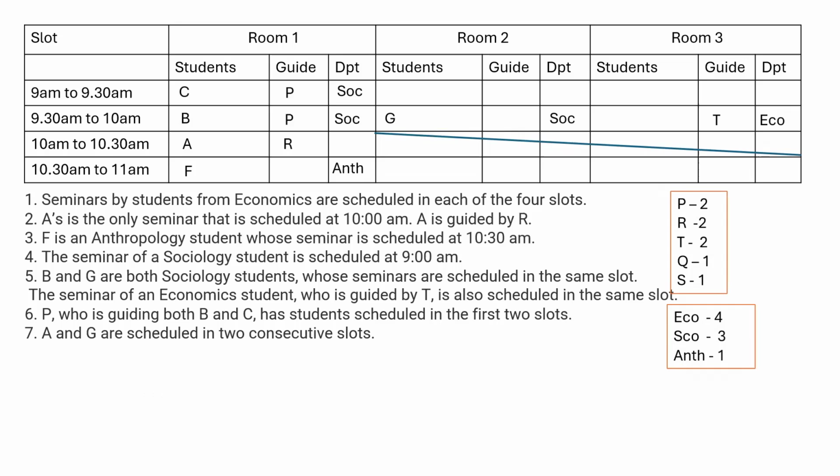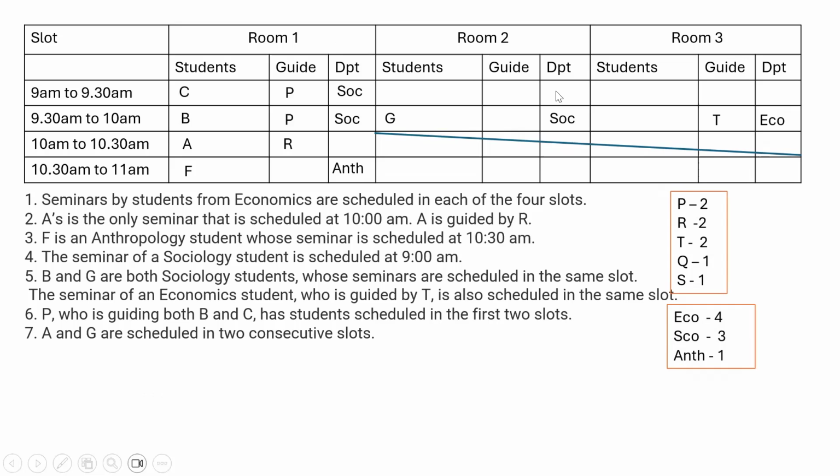So we need not worry about it. Now we know that the first piece of information says that seminars by economics students are scheduled in each of the four slots. So in every slot there will be one economics seminar, right? In the third slot, ACE is the only seminar, so that will be the economics seminar.